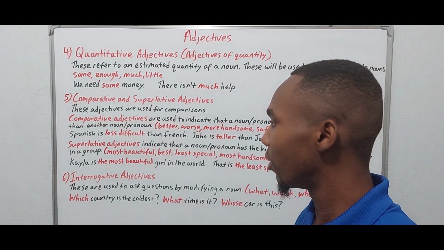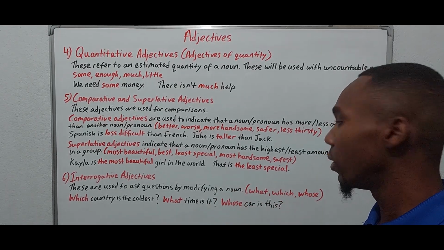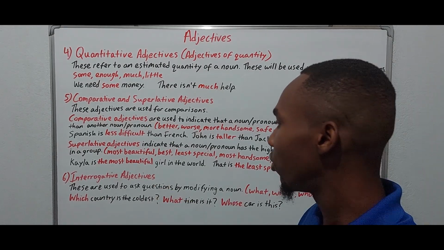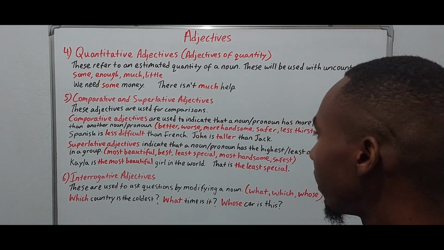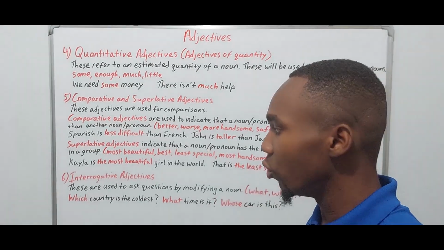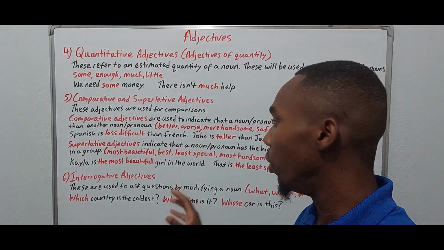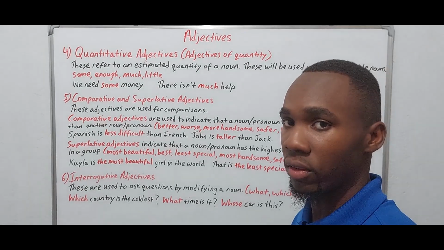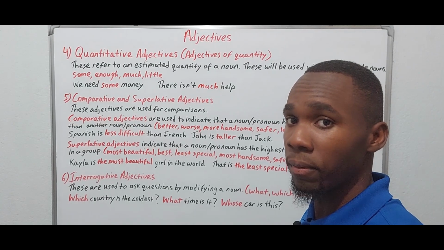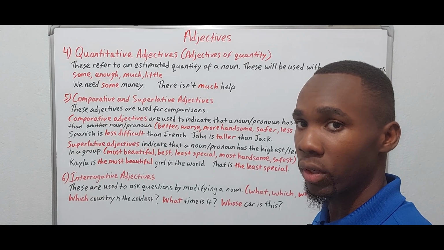6. Interrogative adjectives. These are used to ask questions by modifying a noun. They include what, which, and whose. Which country is the coldest? What time is it? Whose car is this? As you would see, these are used before nouns, right? Now, we use which when there are options. We use what when we do not know what the options are. And we use whose to indicate possession, okay?